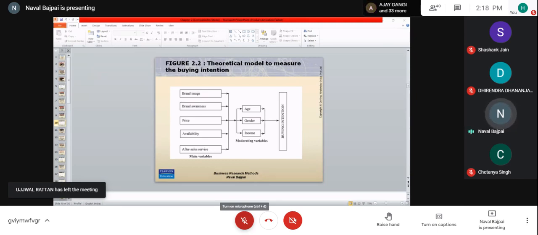One thing we are supposed to understand is that, since the beginning, I've been saying the most important thing is probability. Probability is the concept we are going to use widely, so our understanding would be based on the probability concept. So my result of buying intention would be probabilistic. It would not be deterministic. It would be probabilistic because I am taking a sample.